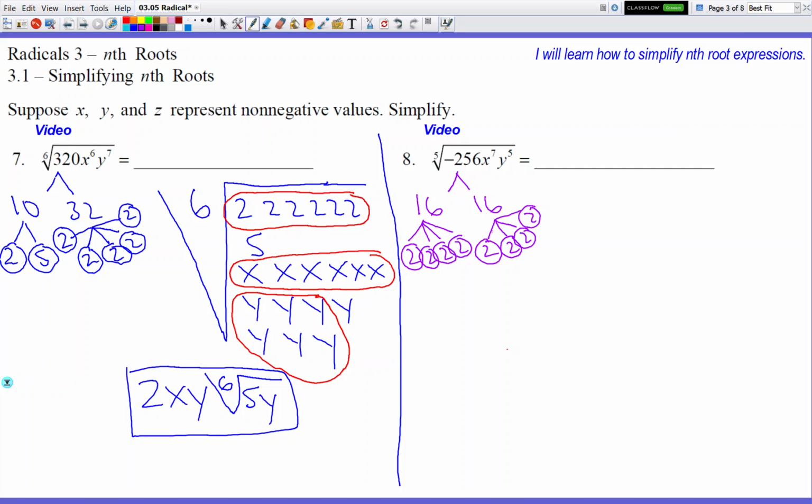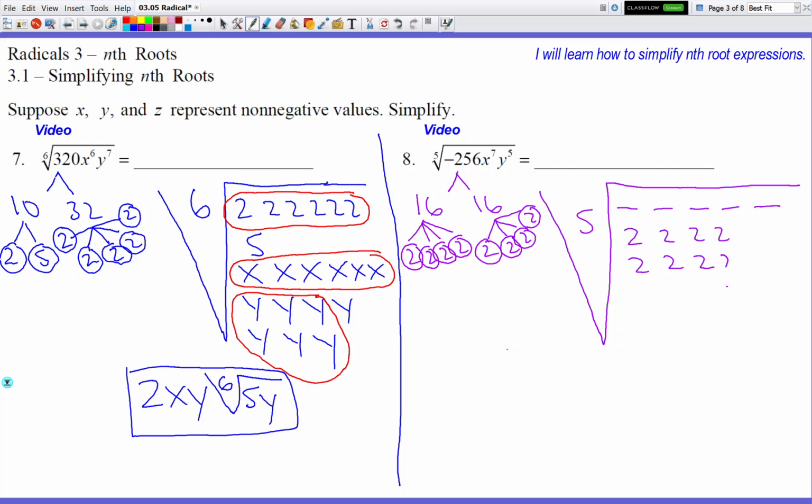Okay, all right, so let's make one ginormous radical symbol. And what is my number on the inside? A 5. So since it's a negative, I'm going to put 5 negatives this time. Last time I put 3. This time I put 5 because I'm going to have to circle 5 things that match. Okay, so I got 8 2's. So 1, 2, 3, 4, 5, 6, 7, 8. And I got 7 x's. 2, 3, 4, 5, 6, 7. And I got 5 y's. 1, 2, 3, 4, 5.